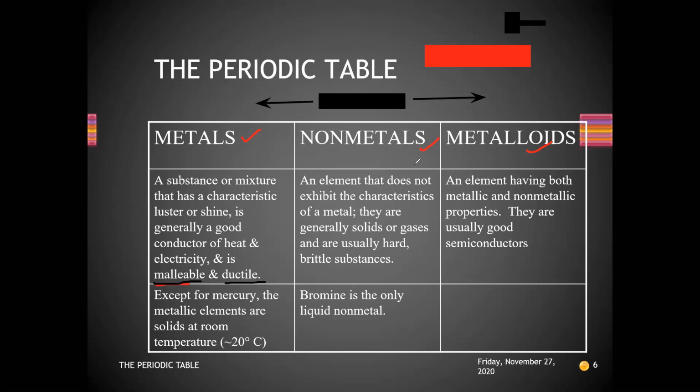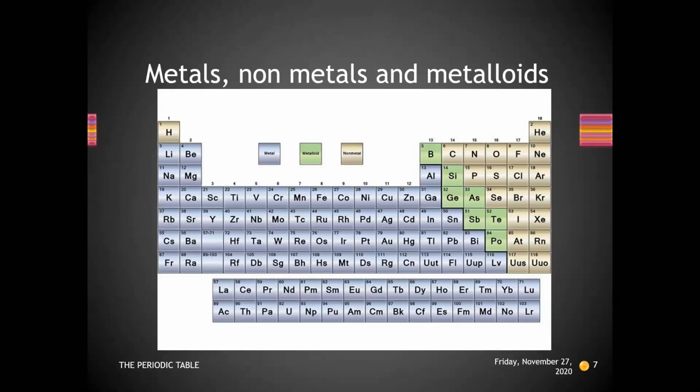What are non-metals? They have a dull surface. They can be solid, liquid, or gas, and they are brittle. Brittle means when you apply force, they break easily. We call these non-metals. But there are other types which have mixed properties. Some properties resemble metals, and some resemble non-metals. We call them metalloids. So how can you use a periodic table to identify whether an element is a metal, a non-metal, or a metalloid? It is a very simple concept.